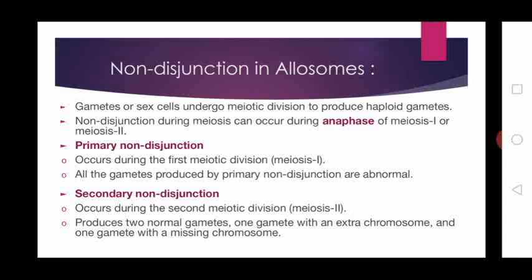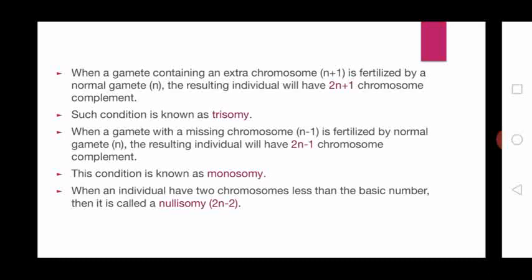Secondary non-disjunction occurs during the second meiotic division, or meiosis 2, and after it we will have two normal gametes, one gamete with an extra chromosome and one gamete with a missing chromosome. So some normal gametes and some abnormal gametes will be produced, leading to conditions like trisomy, monosomy, nullisomy, etc.